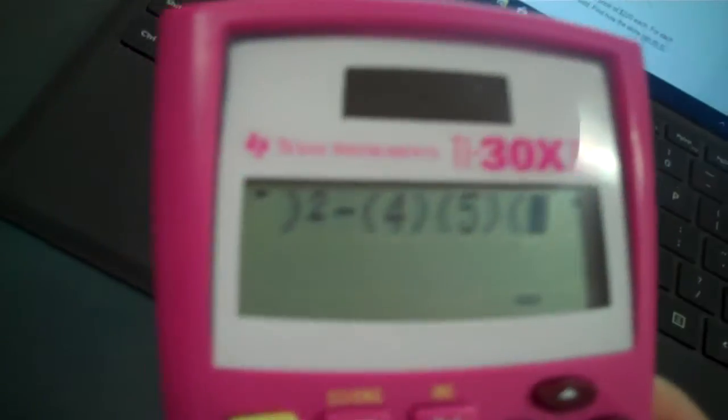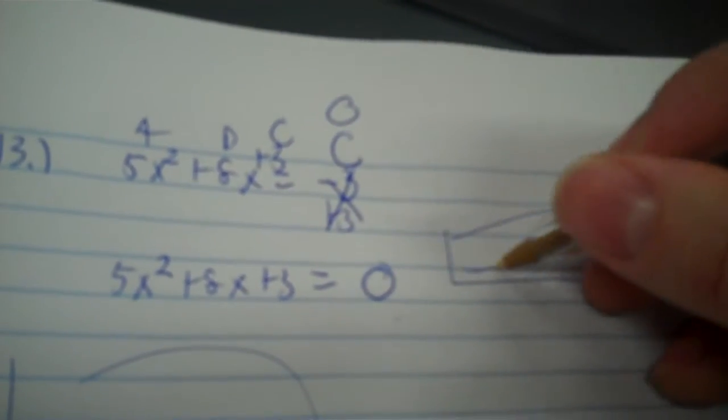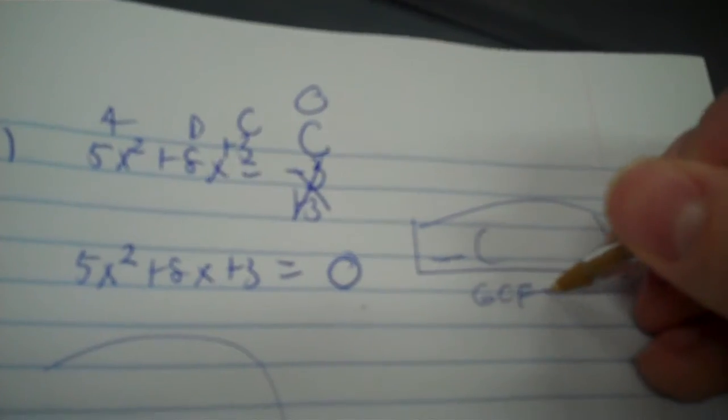So 5x to the second, the A comes first, then the B, then the C, and now I'm ready to roll. Discriminant formula. 8 to the second minus 4, 5, 3. Ooh, I got a whole number, okay. Which means now I need to go back to my GCF-T. Whoops, forgot the GCF box. I don't think I'm going to need it anyway, because it's just 1.